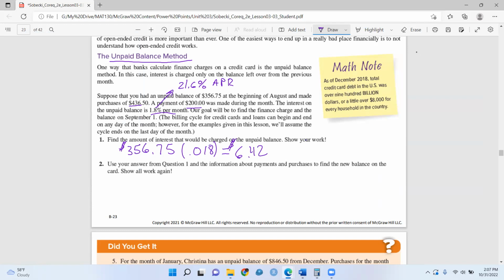Okay, so now we're just going to run through what we did. This gets added in. So we have the previous balance, $356.75. We're going to add to that what the bank is charging us, $6.42, for the privilege of using this credit. Then we did another $436.50 worth of purchases in August, and we made a $200 payment. So add those three together, subtract that, and we get the new unpaid balance for September 1st.